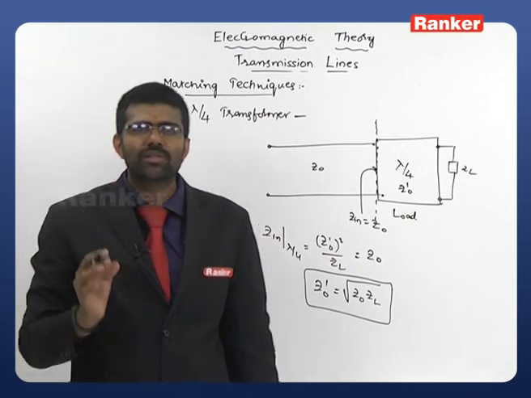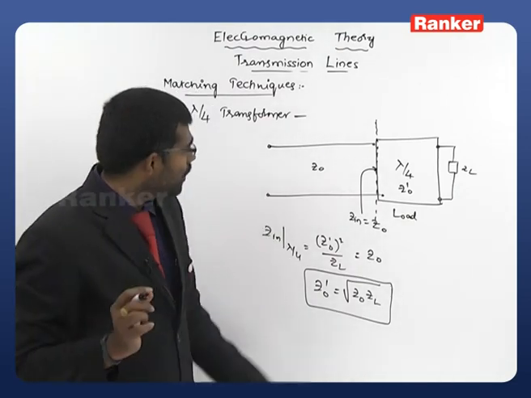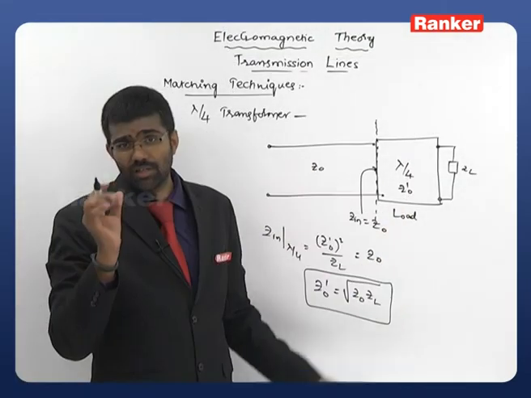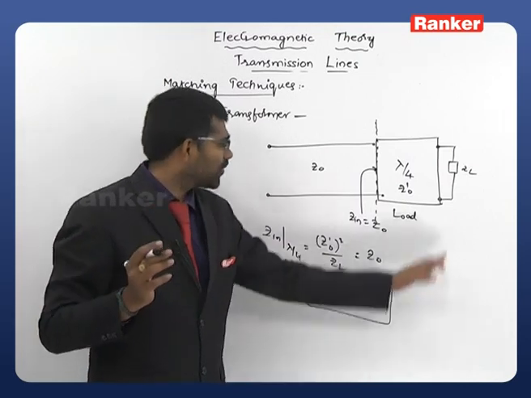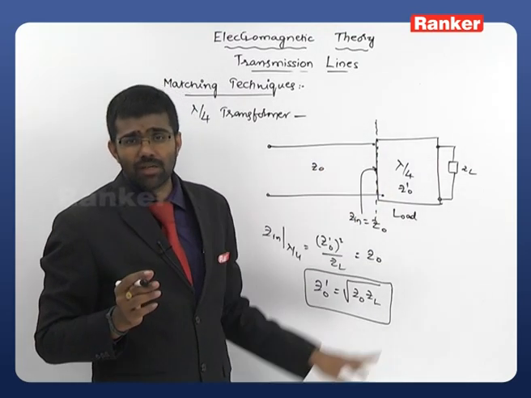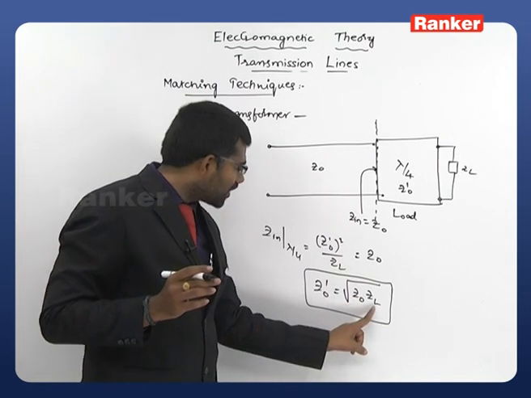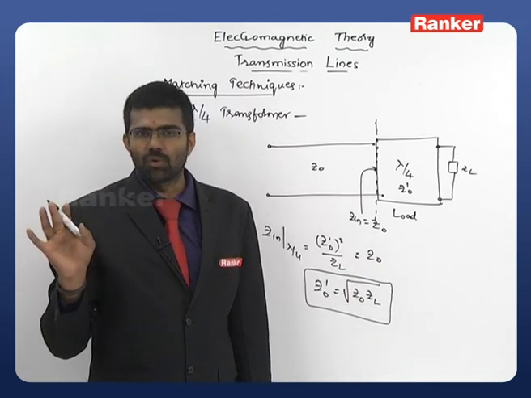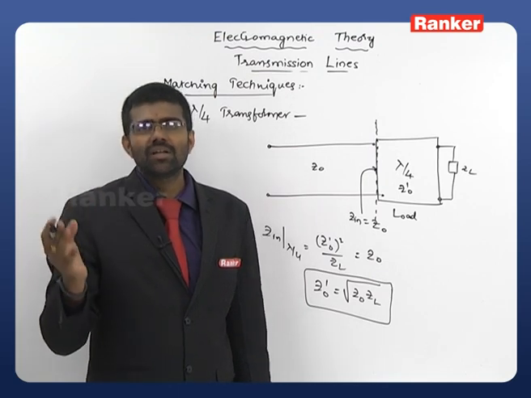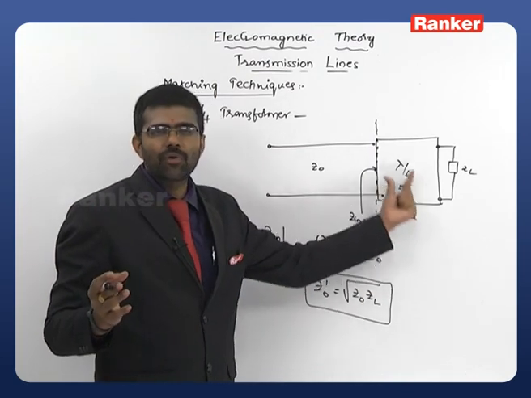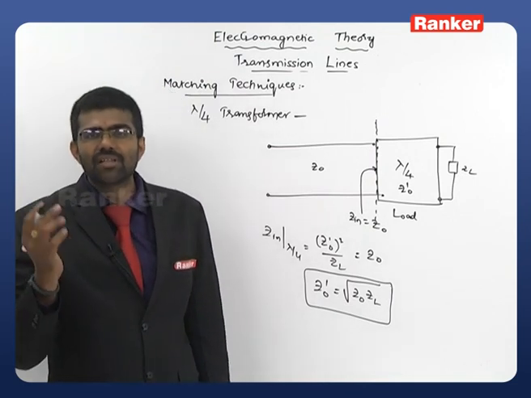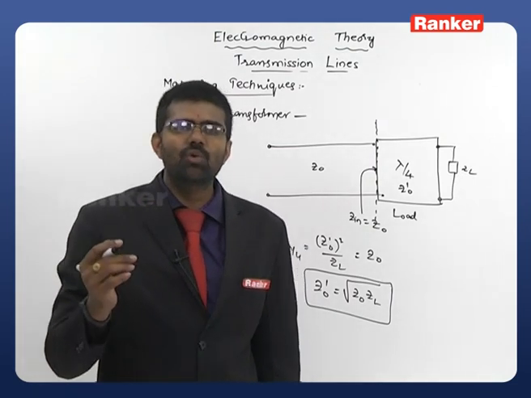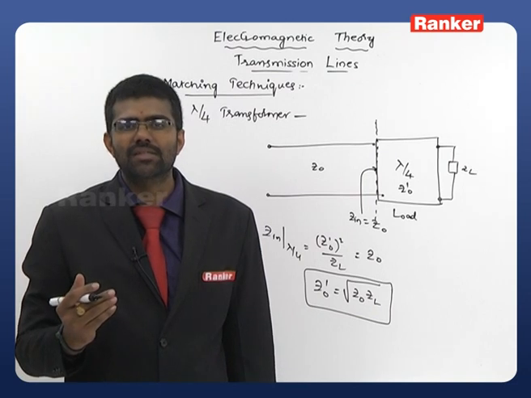This is a very simple technique, but the availability of this Z0 dash is a little bit difficult, because you may have different loads and it is a fixed one. Once it is calculated for a particular load, it will be useful for that particular load only, not for the other loads. So if you are using any other load, then obviously you need to change this lambda by 4 transformer again and again. This is a little bit difficult task. For that we have to go for another matching technique, that is called stub matching.